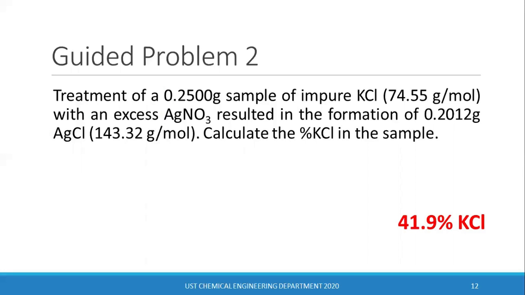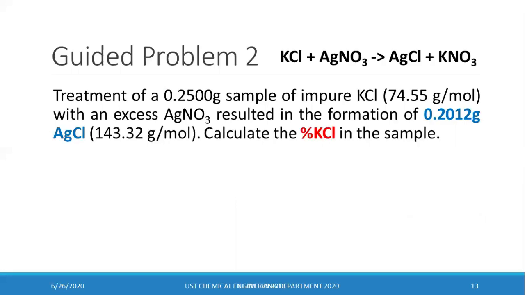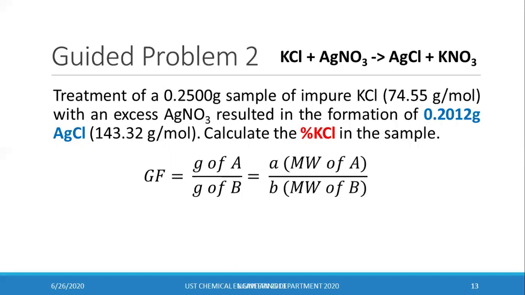In this problem, it is given by the following chemical reaction. Don't forget the next step, to balance. And if you would check, this reaction is already balanced. The same series of steps will again be employed in this problem. Let's recall again the formula for gravimetric factor. Ayan. So nakailang ulit na tayo, so sana ay hindi na talaga makalilimutan.